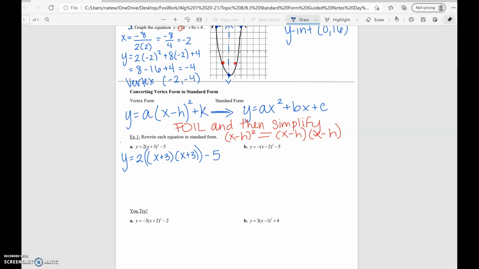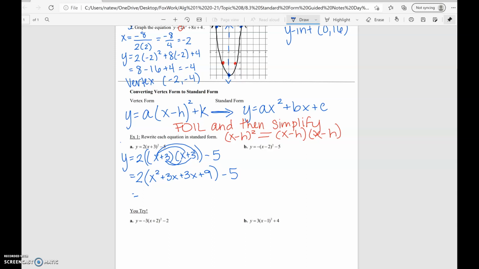So let's FOIL. Remember, I'm going to put the 2 down. It goes first. So x times x gives us x squared. x times 3 gives us 3x. And then 3 times x gives us another 3x. And then 3 times 3 gives us a 9. And then we're subtracting 5.